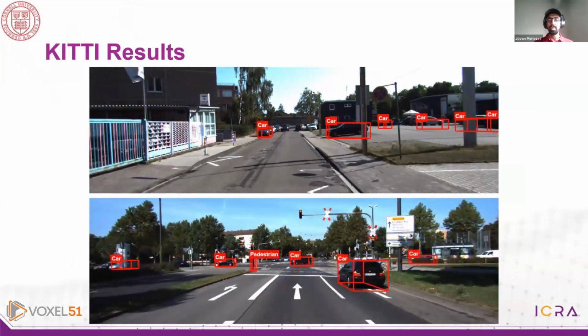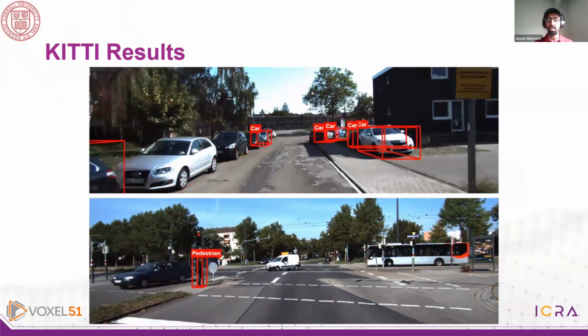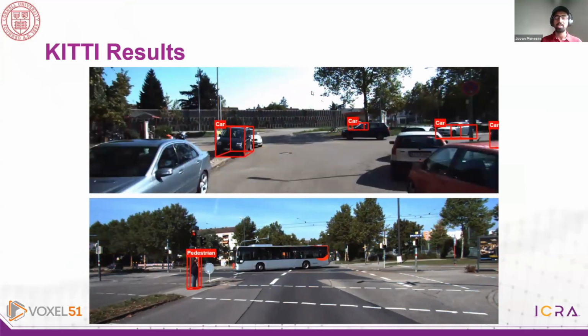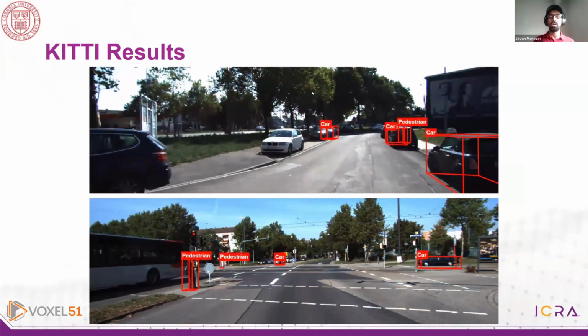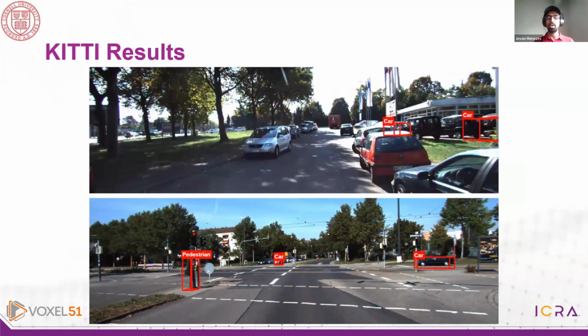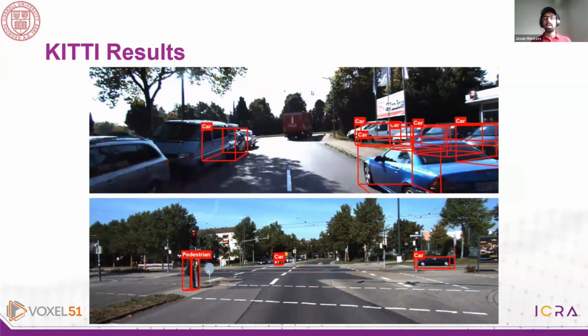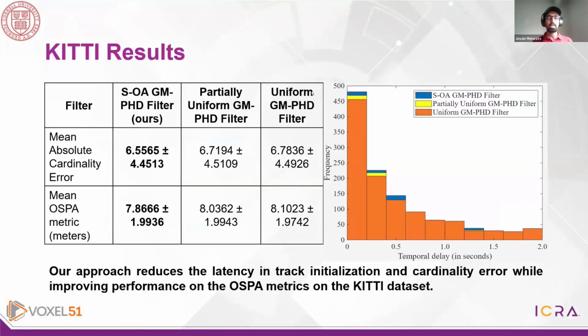Next, we also evaluate our method on the KITTI data set. So over here, we use the entire KITTI validation data set, and we perform tenfold cross validation. And here we use the LiDAR point cloud to perform 3D object detection and semantic segmentation. And again, we see similar results where our method, compared to the partial uniform and the uniform PhD filter, has better cardinality error as well as the OSPA metric.